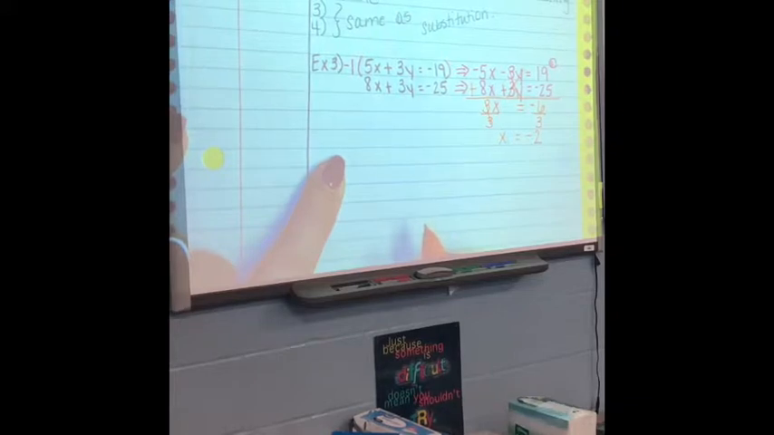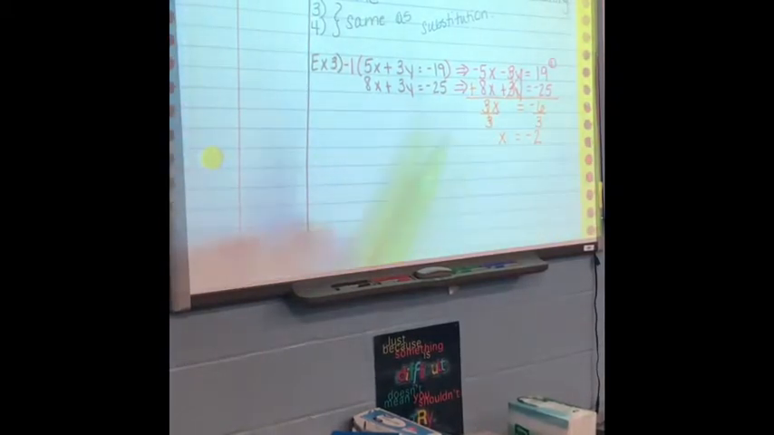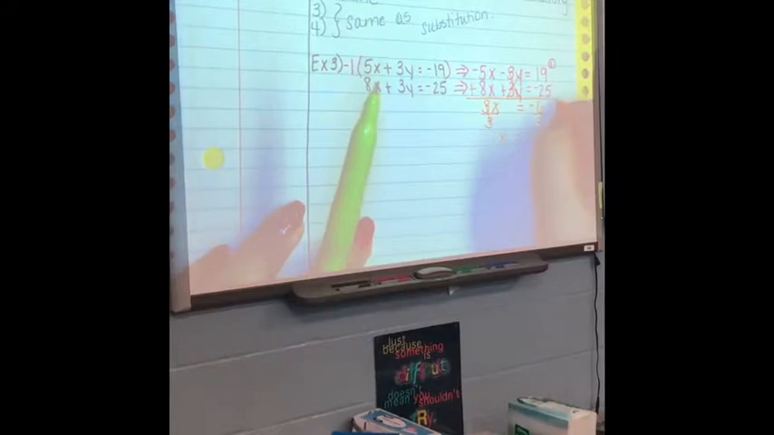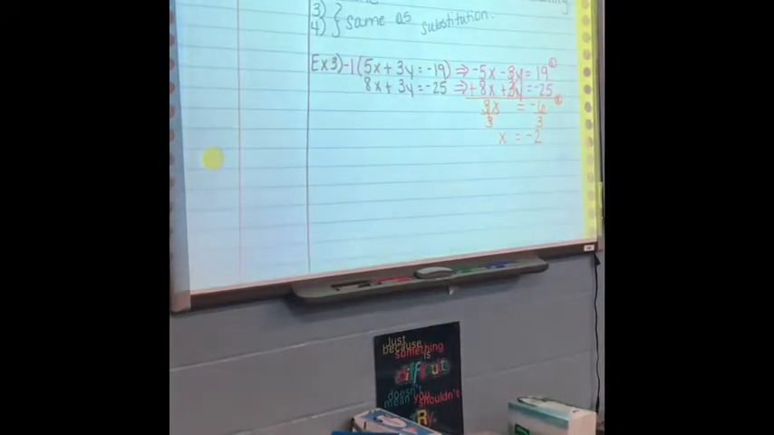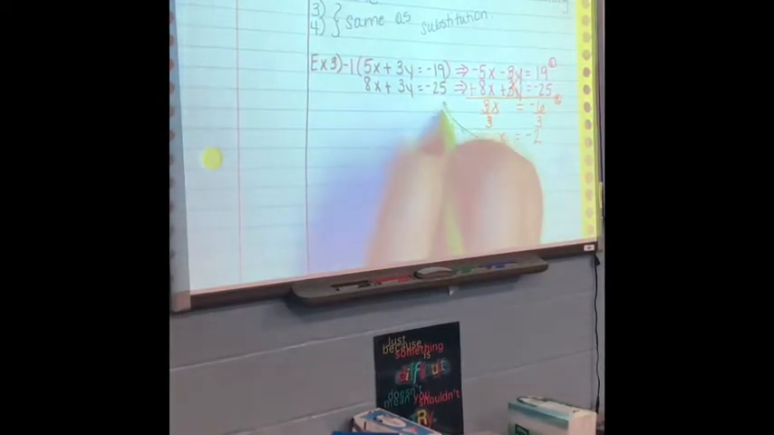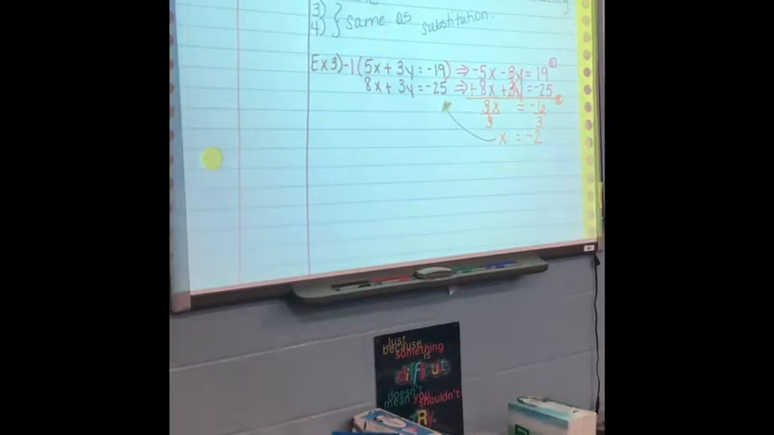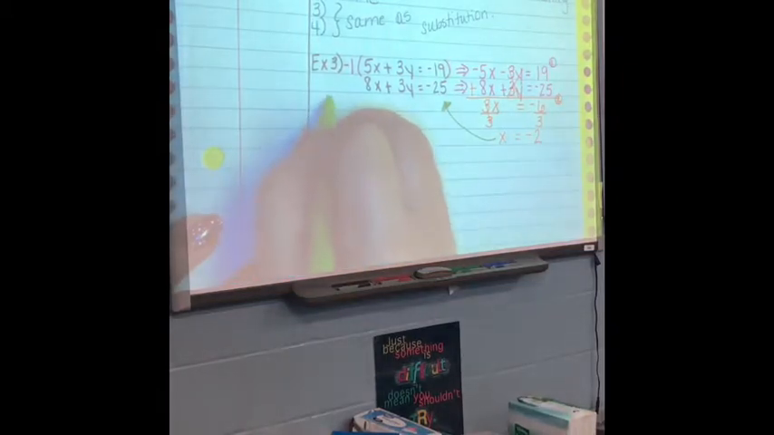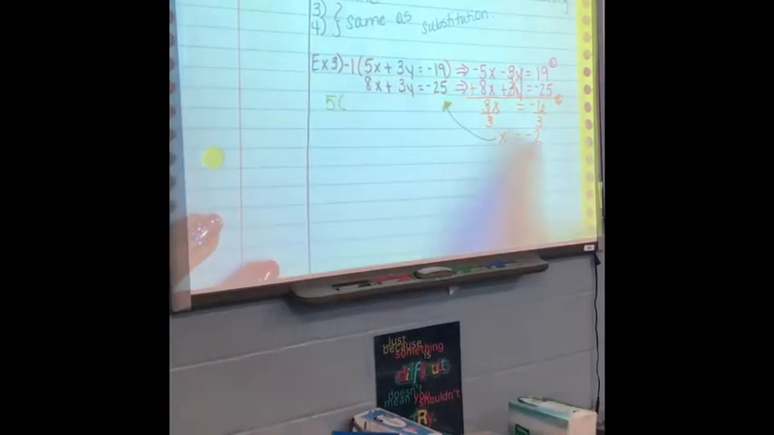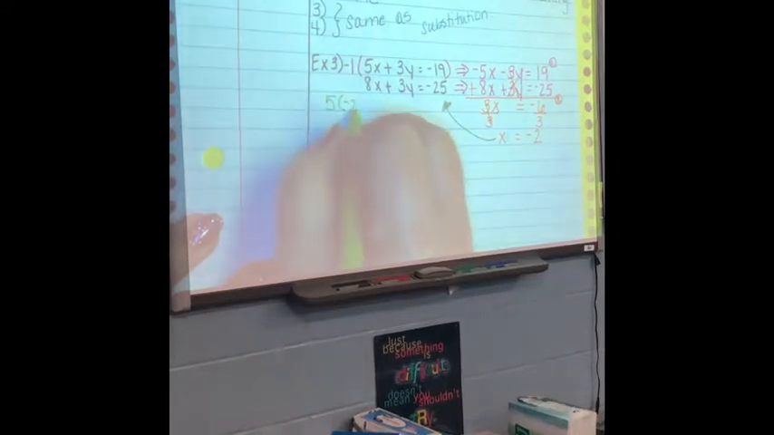All right, and then now I've done step 2. This was all step 2. Step 3 goes back to the same as substitution. I'm going to take this variable information and plug it back into one of the originals. Does it matter which original? No. So just choose an original to plug. Instead of x, I'm going to use negative 2.